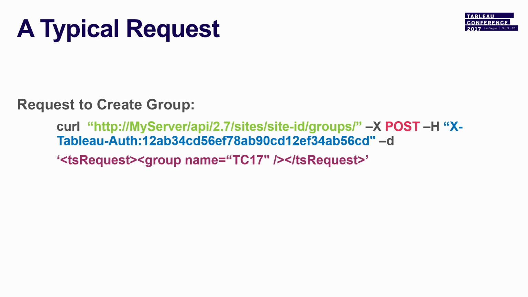And the next is the data payload. It could be in XML or JSON format. So here, I'm using the XML format to indicate the new group name is going to be TC17. And you might be thinking this is quite intimidating to create such a request, right?